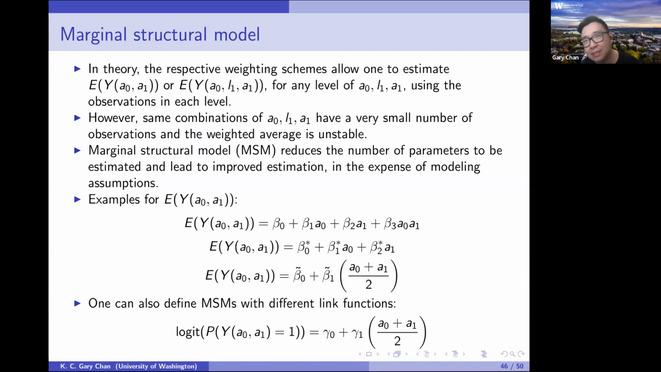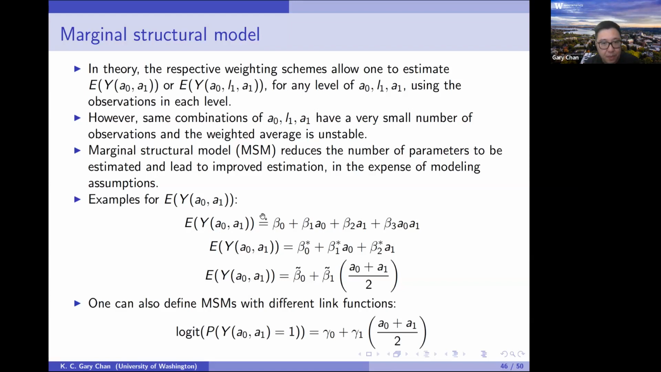For example, if we have both A0, A1 are binary. We could actually use a saturated model, basically just including the intercept, A0, A1, and the interaction of A0 and A1. So basically, there are four parameters, and then there are four different combinations of A0 and A1, right? So this is a saturated model, although we sort of write it in this regression form.